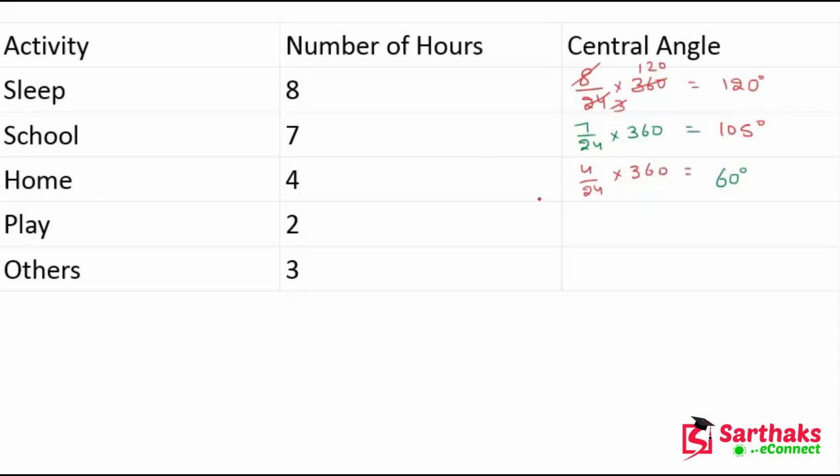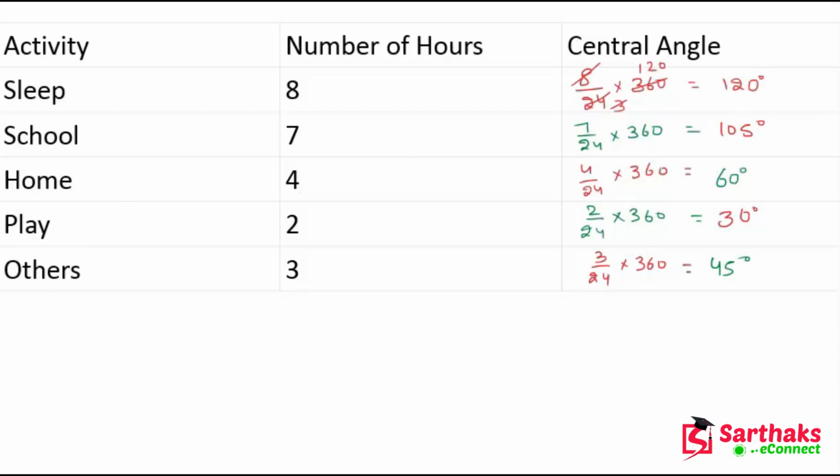Now the next one is 2 upon 24 into 360 degrees. If you solve this, you get 30 degrees. Now for others, it is 3 upon 24 into 360 degrees. After solving this, it is 45 degrees. These are the central angles, my dear friends.